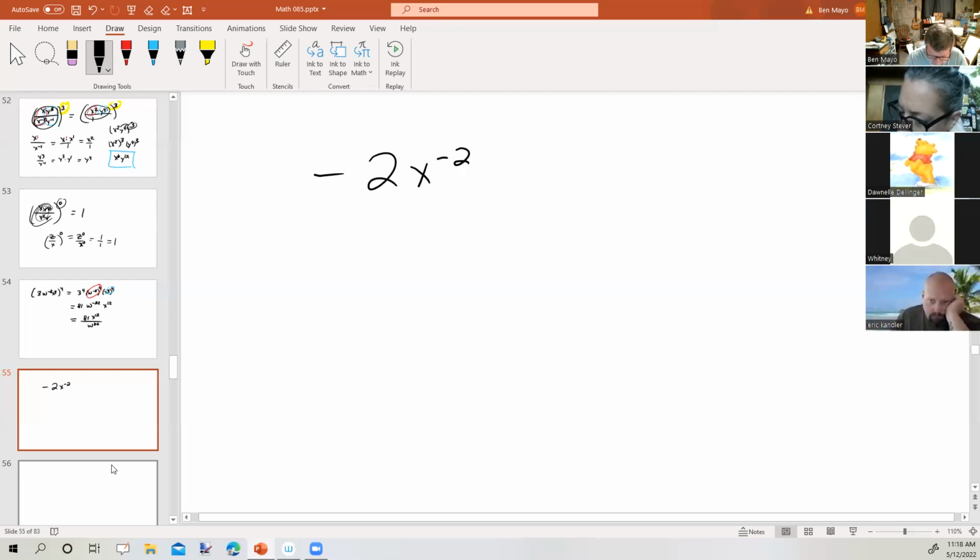Would you make it a fraction over 1 and then leave it as a negative 2x and then positive 2 as the exponent? So describe that again. You'd have 1 over negative 2x to the positive 2. Nope. Why are you moving that? That's not an exponent.